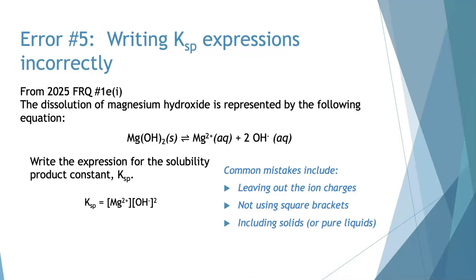If you included the solid, right? If you included the magnesium hydroxide in the denominator, you wouldn't get credit. This particular equation doesn't have any pure liquids, but if it had a pure liquid and you included it, you would not get credit. And if you don't use the coefficients from the balanced equation as the exponent, so if you don't write that the hydroxide ion concentration has to be squared, you're not going to get credit. So lots of places to lose credit here for what should be really a core skill.